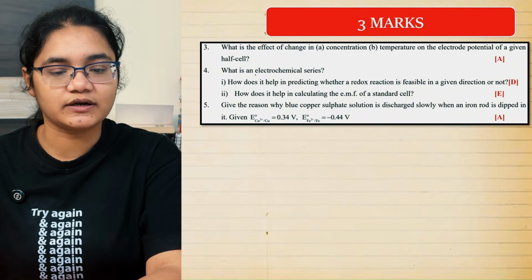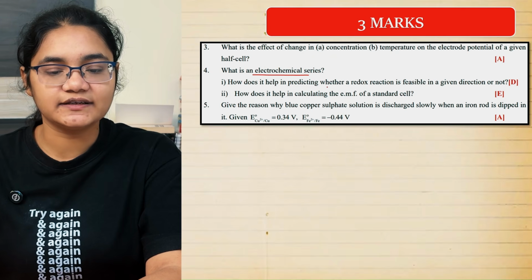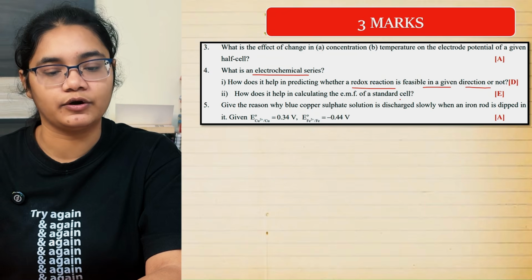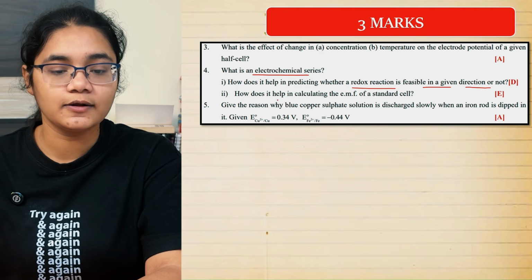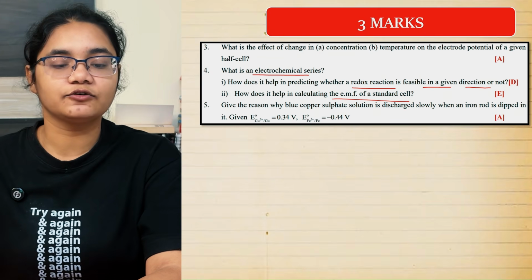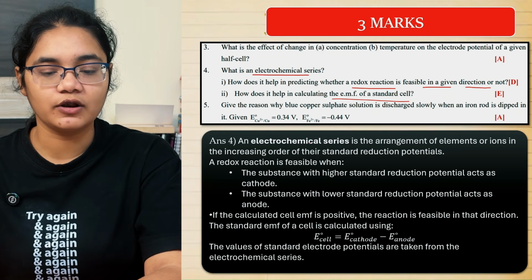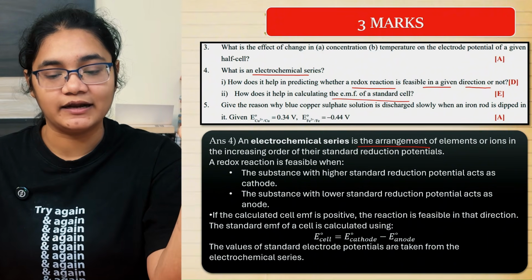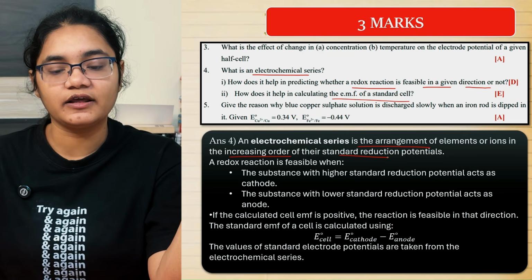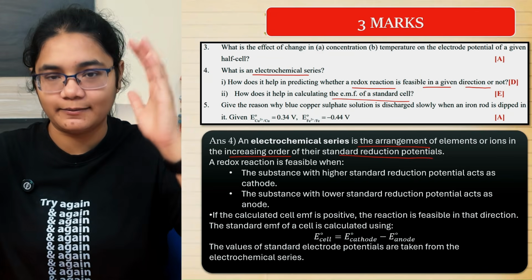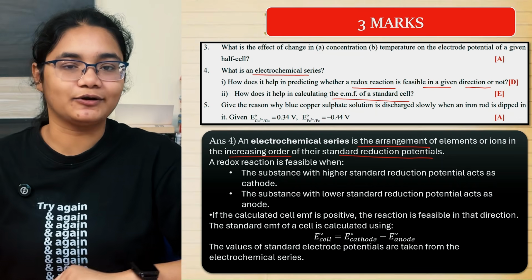Next, fourth question: what is an electrochemical series? How does it help in predicting whether a redox reaction is feasible in a given direction or not, and how does it help in calculating the EMF of the standard cell? Okay, so what is an electrochemical series? First of all, the electrochemical series is the arrangement of the elements in the increasing order of their reduction potential. From lower to higher, the elements are arranged by their reduction potential value.